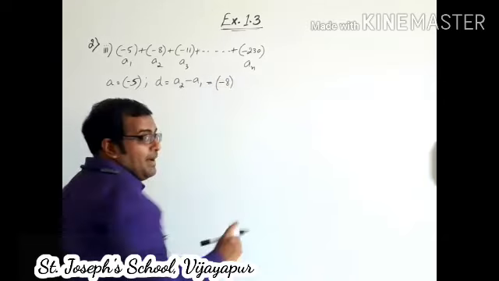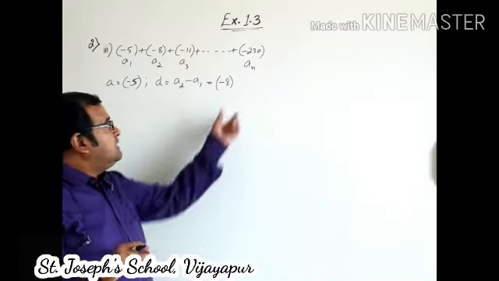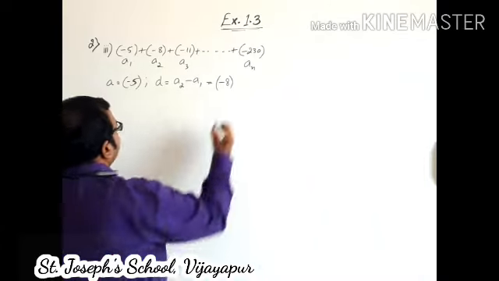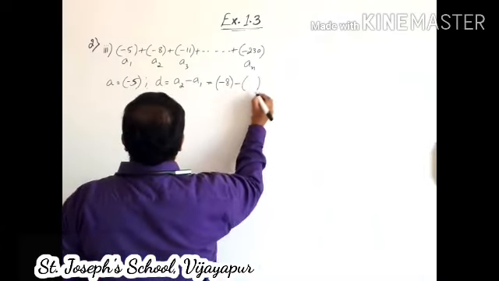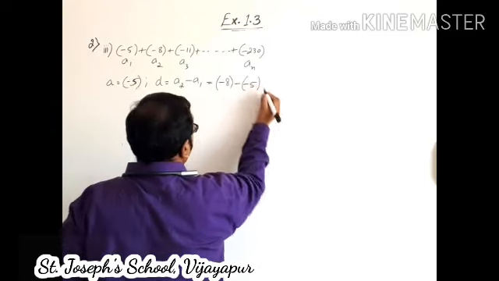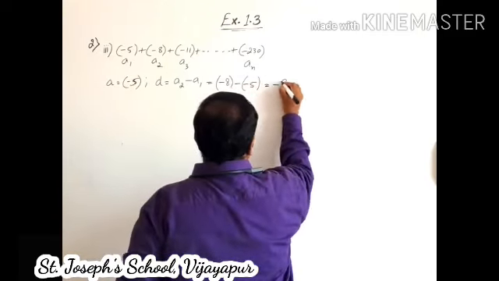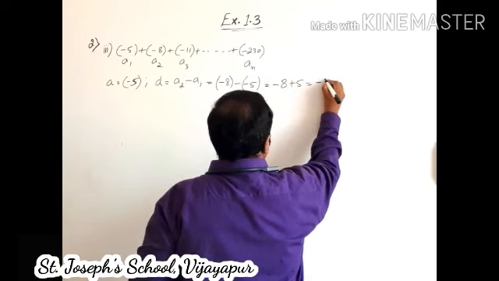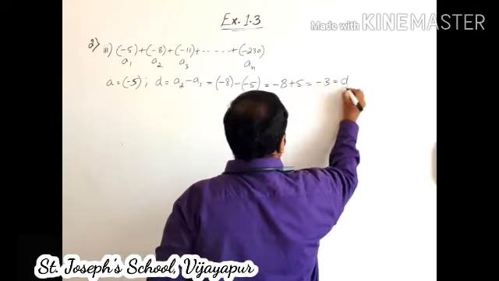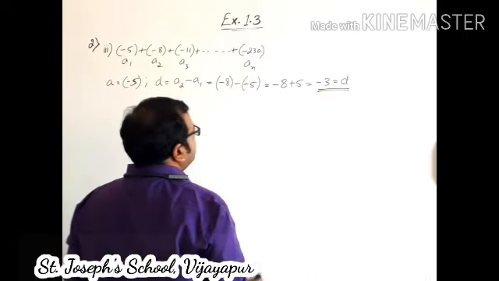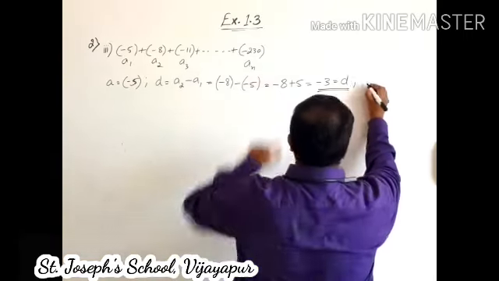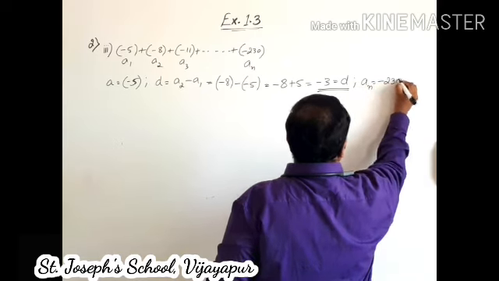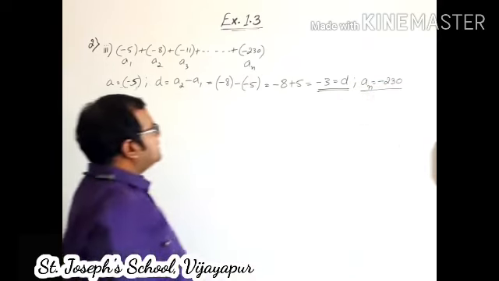Be careful. Apply the brackets properly, because sometimes without the bracket we may make errors in the signs. That's why. So minus A1. What is A1? A1 is minus 5. Is equal to minus 8, minus into minus plus 5, which is equal to minus 3. This is our D. We got our D. Now the last thing that is given is AN, the last term. AN is minus 230.